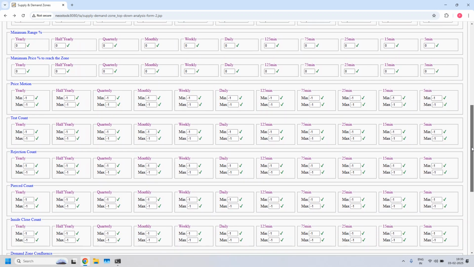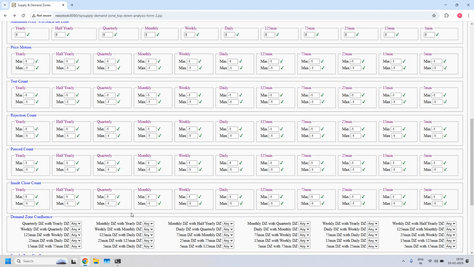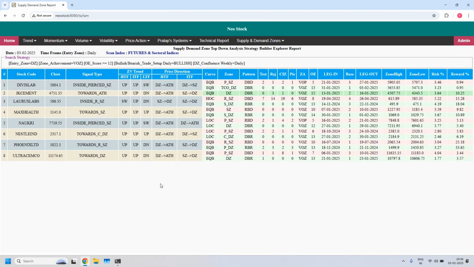That is LTF is daily, ITF is weekly. So in the demand zone confluence, I am setting the filter daily demand zone having weekly demand zone confluence. So with this filter, we got 8 stocks. That means daily demand zone is overlapped with weekly demand zone, or it is part of the weekly demand zone. Out of these 8, the weekly trend is up for all these stocks. Sorry for the mistake. For ITF trend is uptrend because it is bullish trade setup.